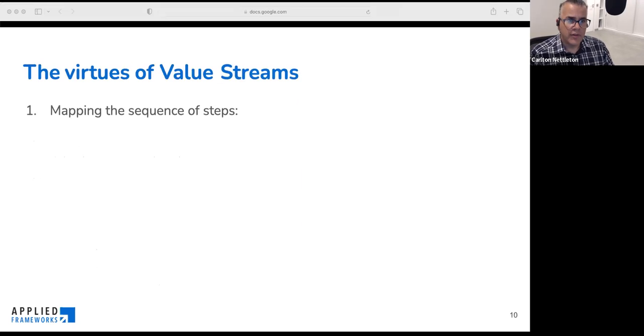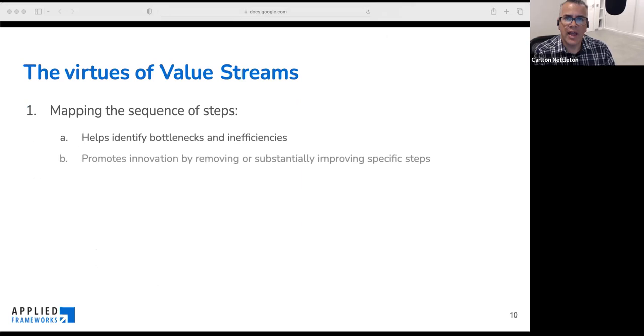So for me, I think one of the benefits of a value stream is that it allows us to map out the sequence of the steps, right? And in my opinion, what makes value streams transformative is that you can visualize the steps. And it is that visualization which allows people to spot the bottlenecks and inefficiencies. And once they've been spotted, they can be subjected to elimination or improvements.